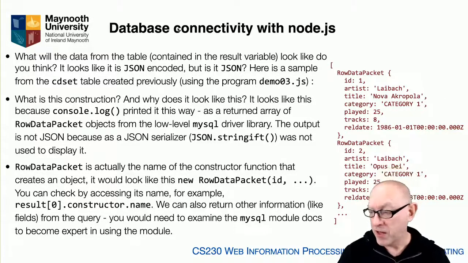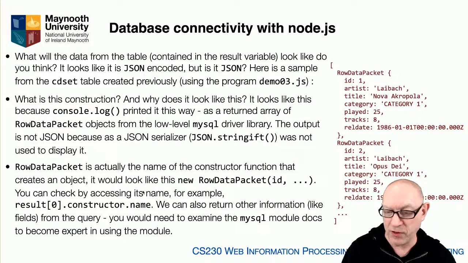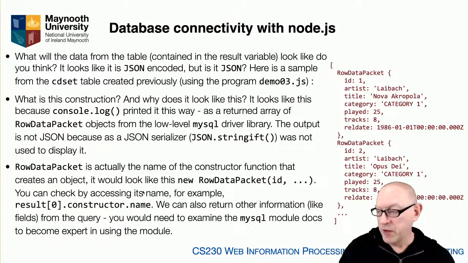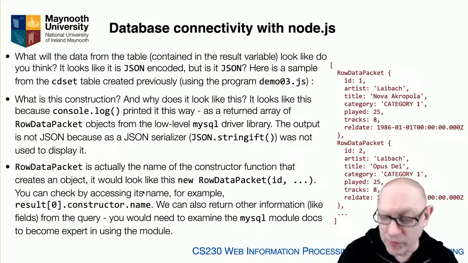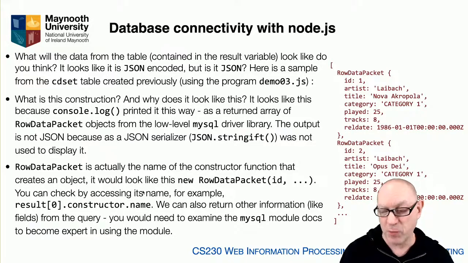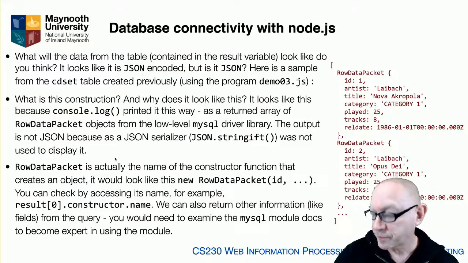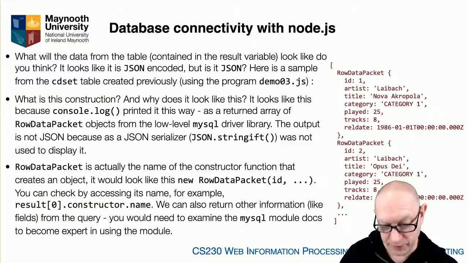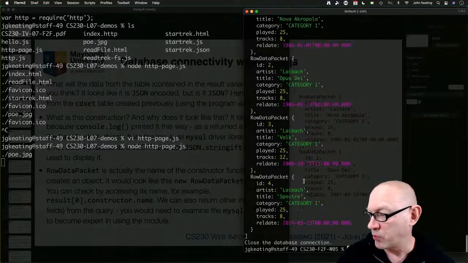But actually what's happening is that RawPacketData is the name of some constructor function that creates an object, so it would look like a new RawPacketData. You can check that by looking at its name and playing with it, getting all the individual items as you want, pulling out all the tables. We can get all sorts of other information. We can pull out the individual fields from the query, and you could have a look at the documentation to become an expert in using this module. I'd recommend you start doing this a little bit later. So, that's fun.